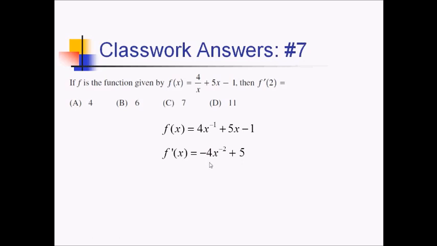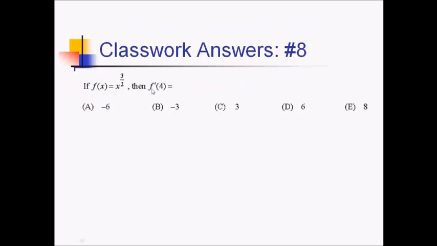So now all I have to do is plug 2 into all this stuff. So I can rewrite this as negative 4 over 2 squared plus 5. Well, this is really negative 4 over 4, which is negative 1. Negative 1 plus 5 comes out to positive 4, so that's choice A.